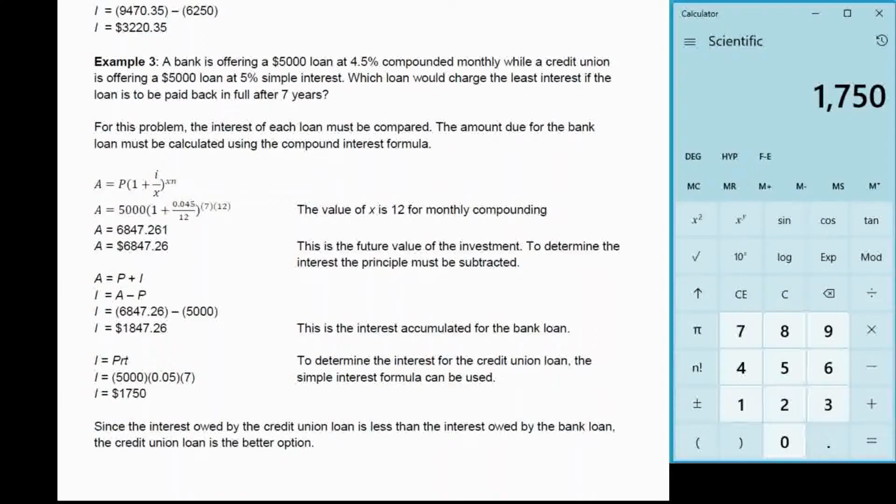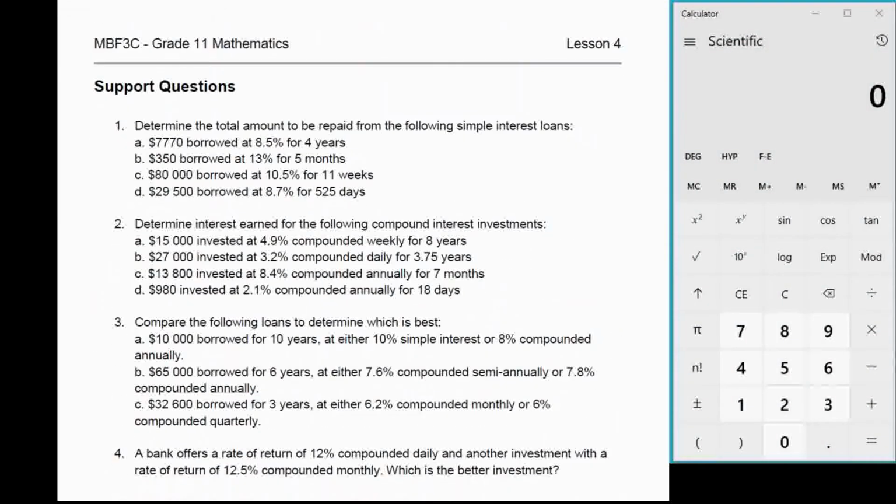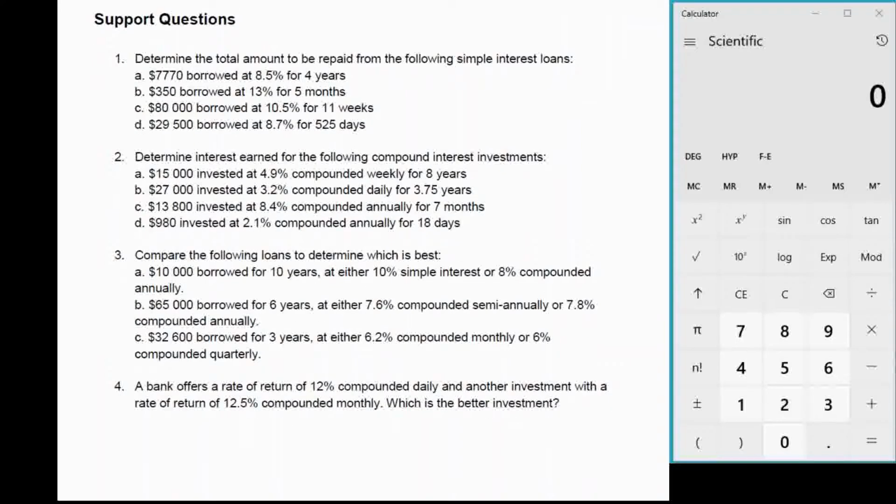So how much money would we save by taking the credit union's loan over the bank's loan? Well, let's take that number we saved earlier. This is the interest we had to pay to the bank, and we subtract the interest we have to pay to the credit union. You save almost $100, $97.26. So $97.26 is how much you would save by taking the credit union's loan versus the bank's loan. So this is partly how we would use this information to determine which is the better investment option or which is the better loan option.